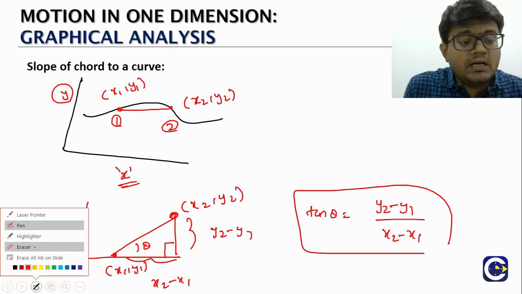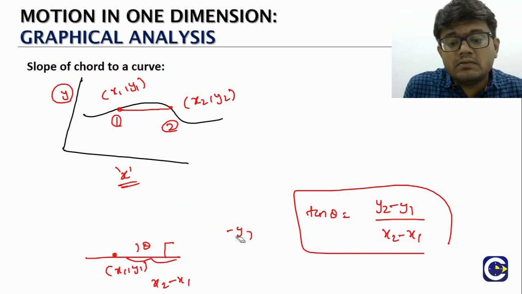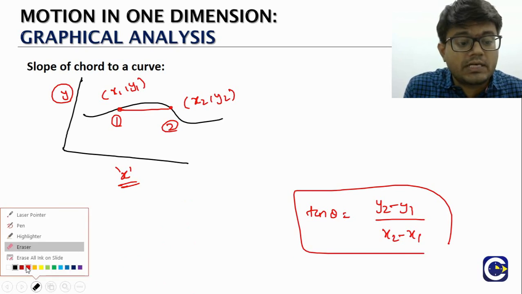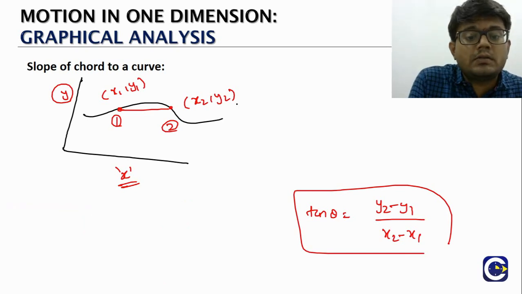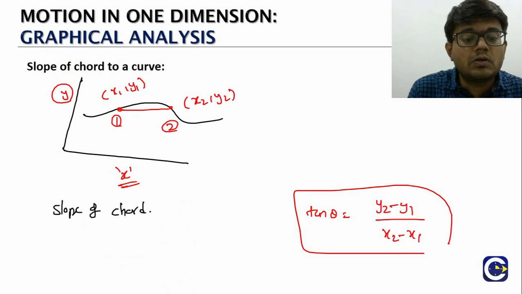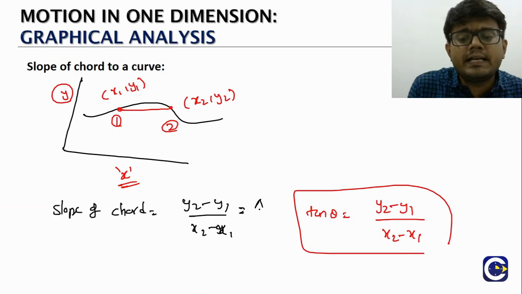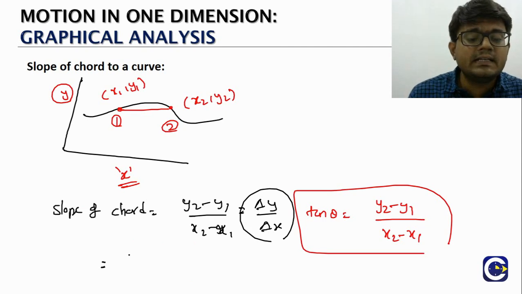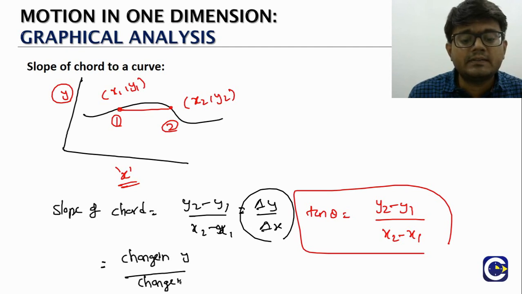Now by the same relation, we have the chord which is connecting the 2 points x1 comma y1 and x2 comma y2 on that particular curve. So what will be the slope of the chord? Slope of the chord will be equal to y2 minus y1 by x2 minus x1, right? So that is what we can write as delta y by delta x. Delta y is change in y, divided by delta x, which is change in x.